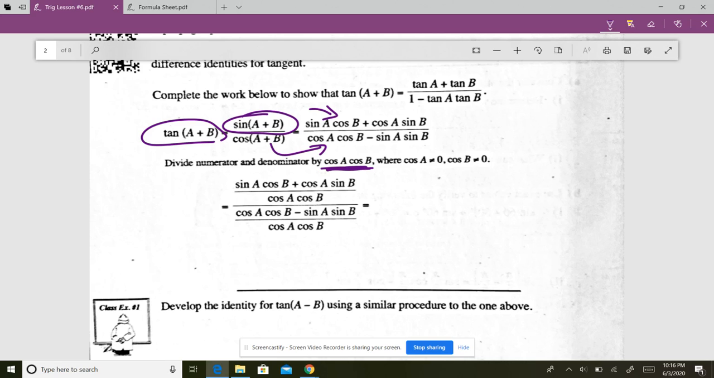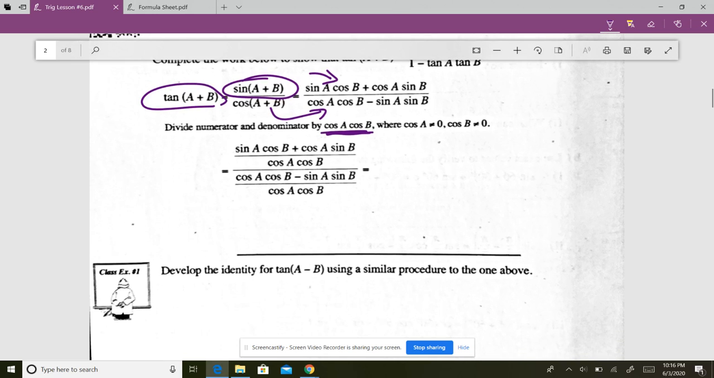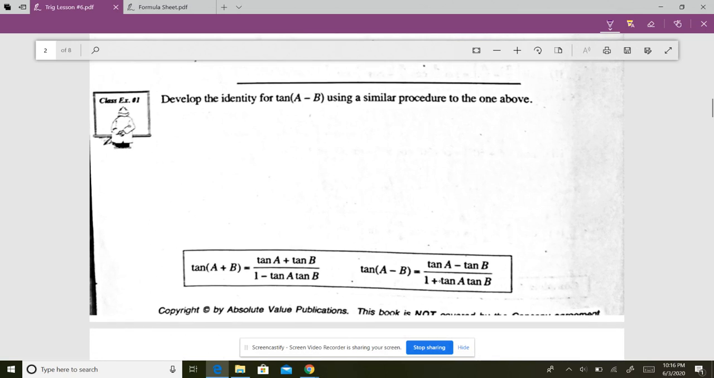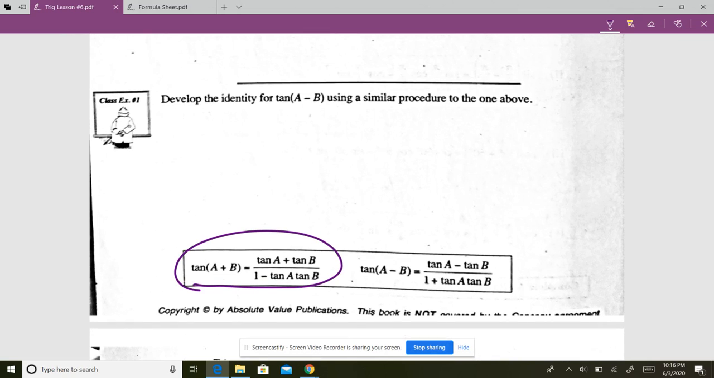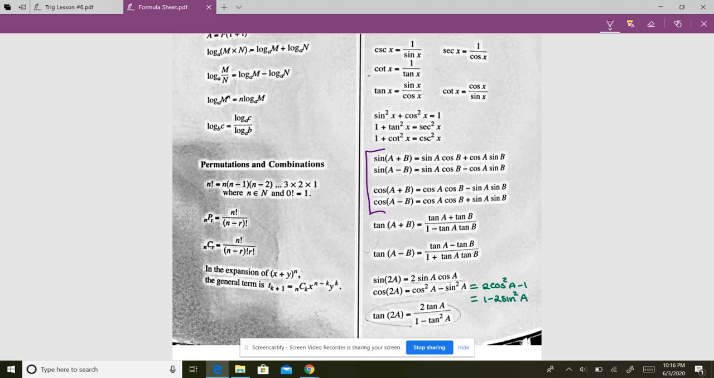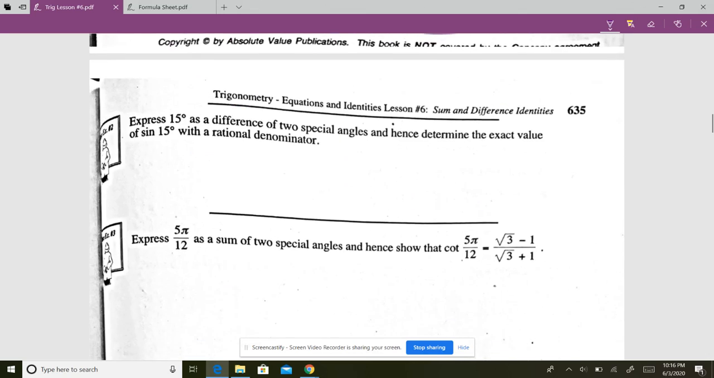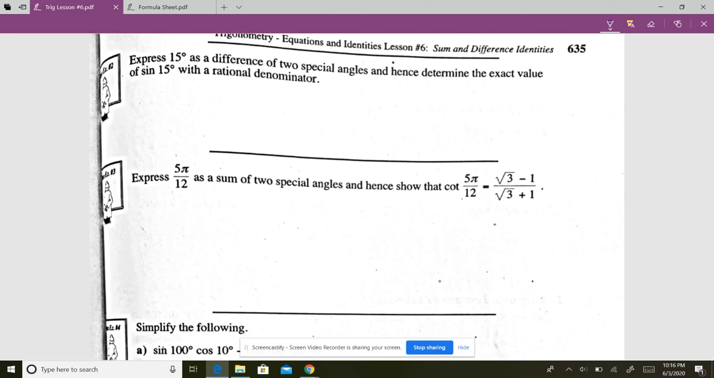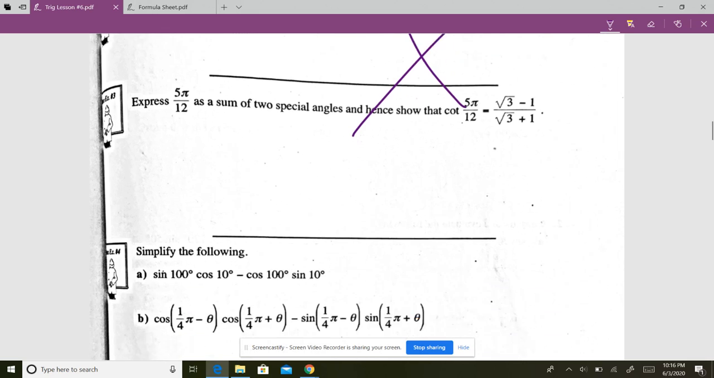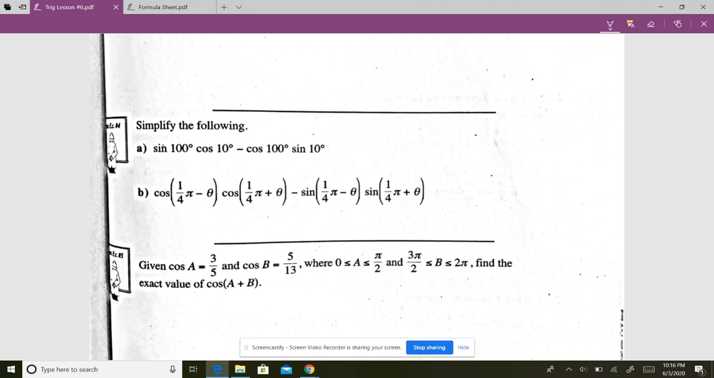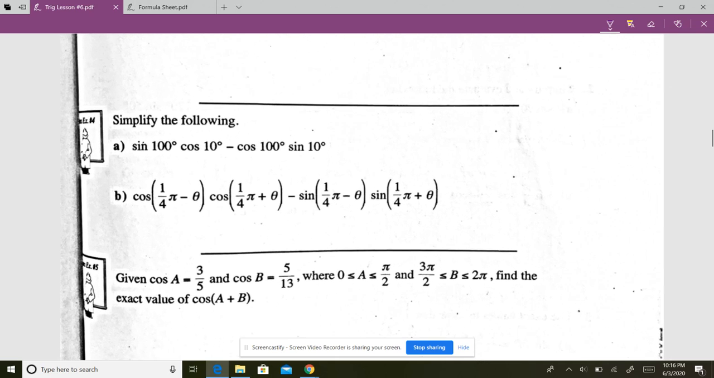But I'm going to leave you, if you want, to try and prove this next bit. This is an addition identity for tan. This is what you should get. And if you do the bottom one, this is what you should get. Again, both of those are on the formula sheet. All I care about is, can you use these? So we're not doing these two. Here it is right here. These two questions right here.